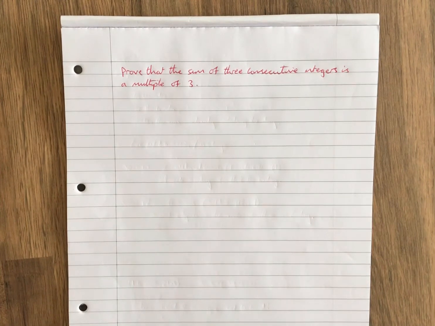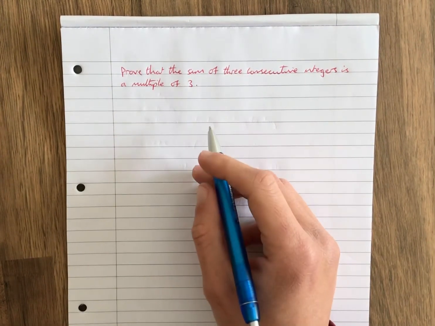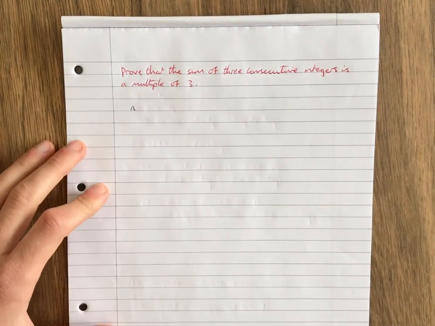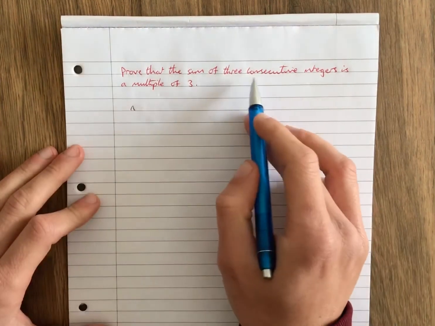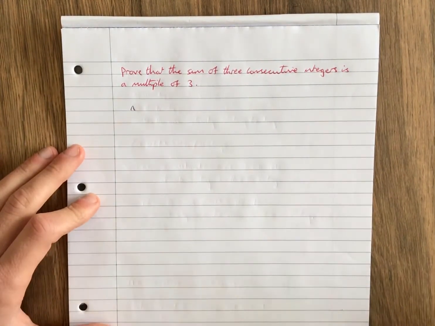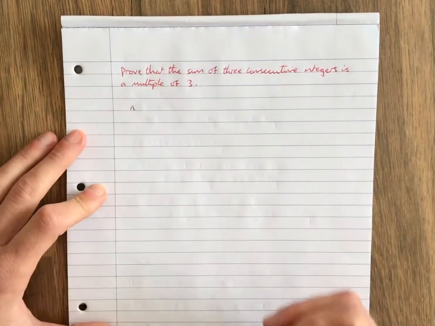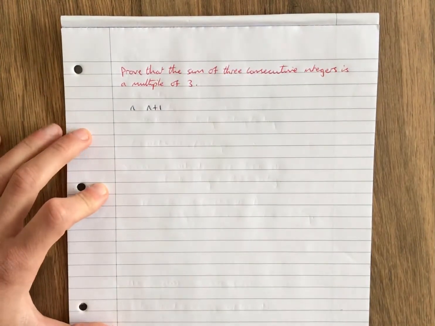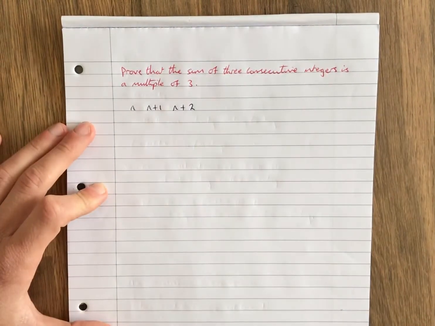So firstly, we need to think about what the 3 consecutive integers are and then find the sum of these integers. The obvious place to start with this would be to use n as the first integer. If n is the first integer, then the other 2 integers are going to be the 2 numbers that come after that. If n is the first number, then n plus 1 is going to be the number that comes after that, and then n plus 2 is going to be the number that comes after that.